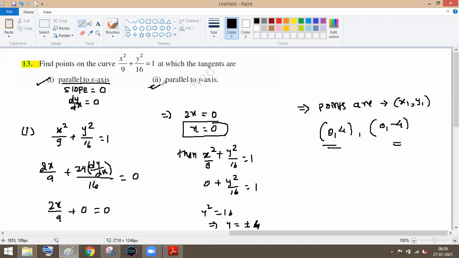Now what is the next question? The next question says parallel to the y-axis. If it is parallel to the y-axis, it means dy by dx is what? Undefined. Yes, dy by dx is undefined. So first find dy by dx from the given curve.